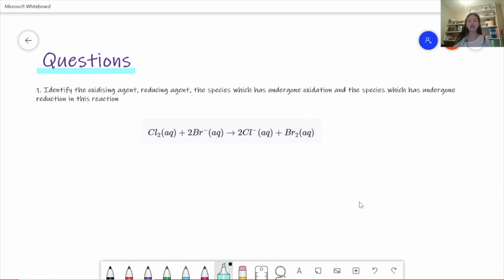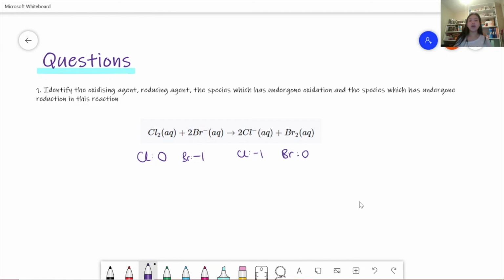Now we're going to look at a question. Identify the oxidizing agent, reducing agent, and the species which have undergone oxidation and reduction in this reaction. We can actually work this out by looking at the oxidation state. The oxidation state of the chlorine in Cl2 is 0, because for elements it's always 0. So we have chlorine, which is 0. And then Br- is a simple ion, so its oxidation state is -1. And then for Cl-, the same thing, so Cl will be -1. And then for Br2, it'll also be 0.